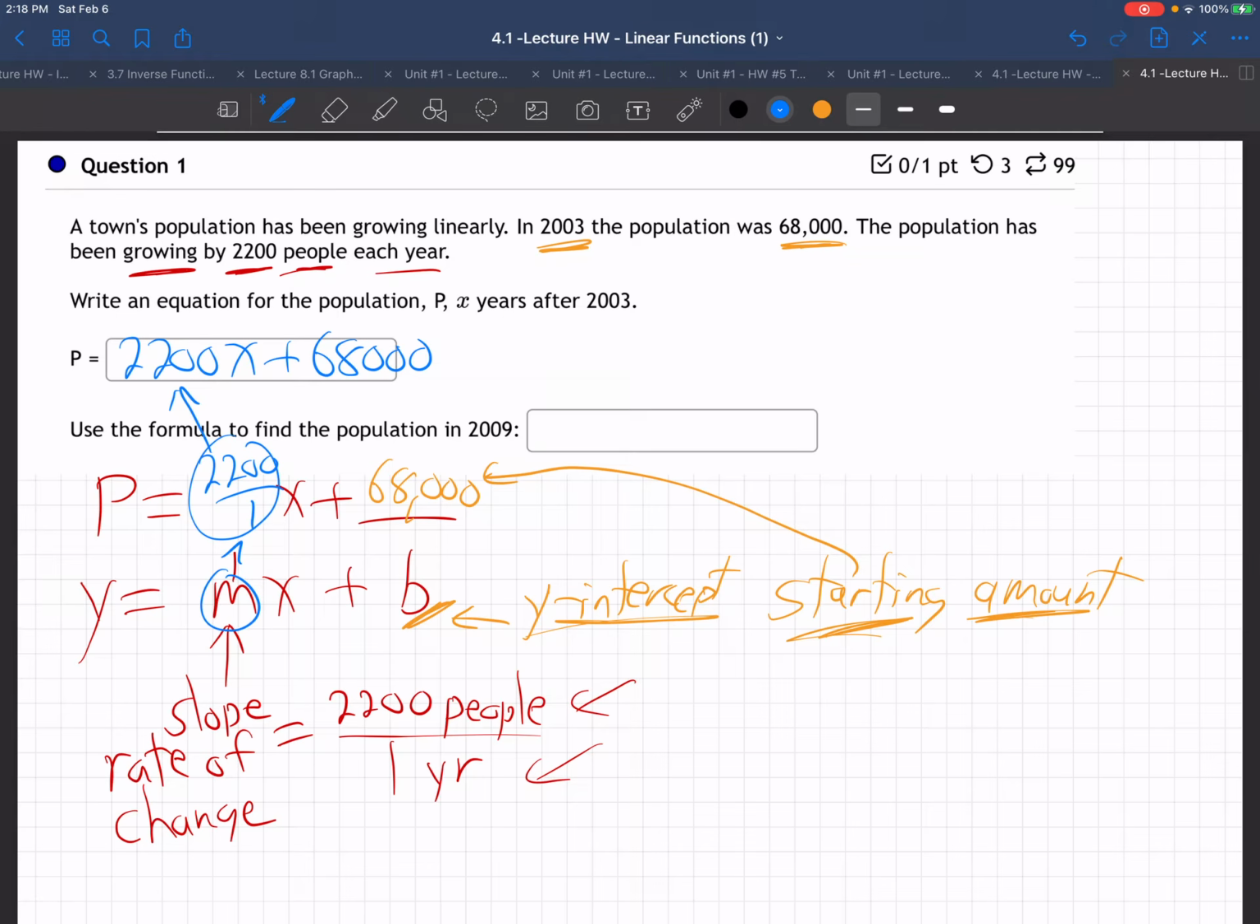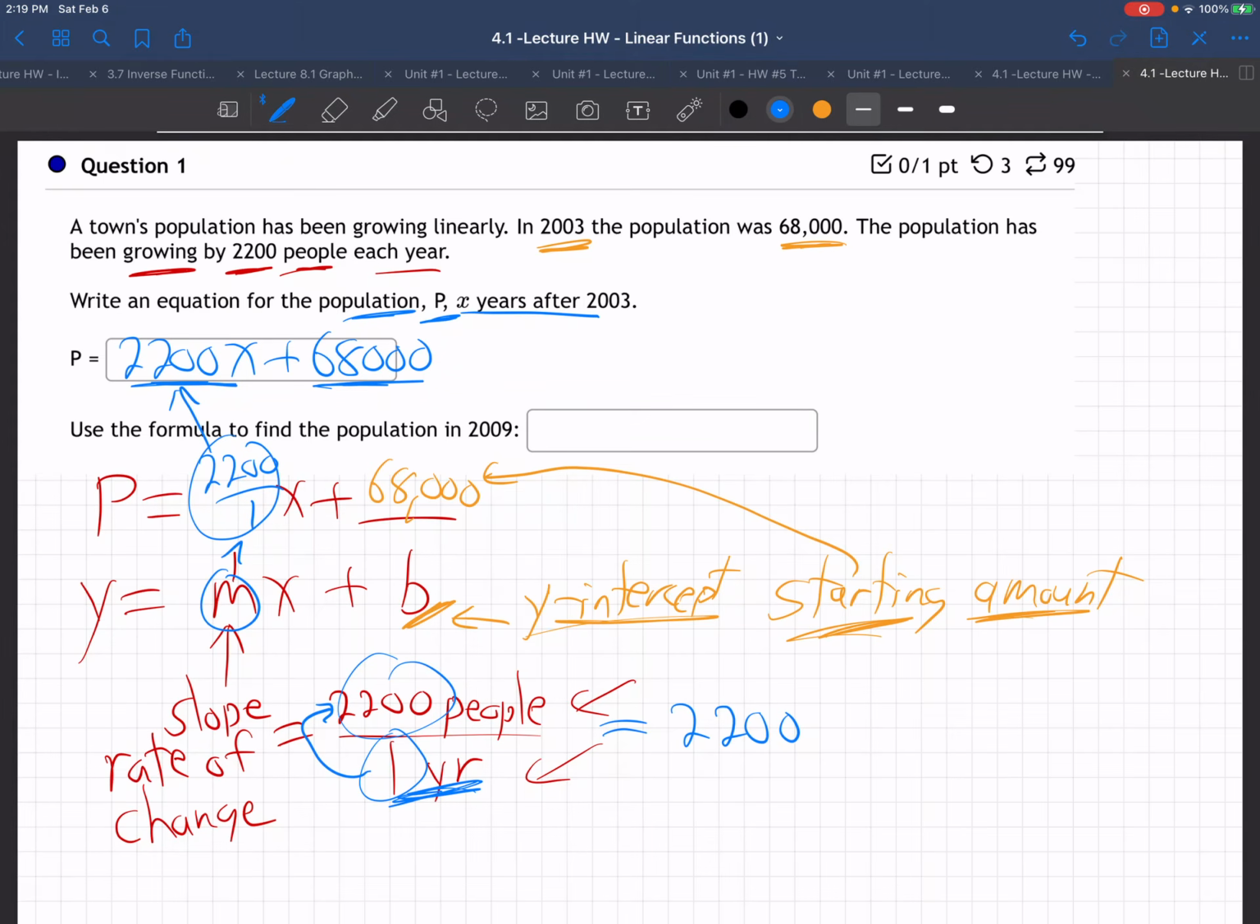We don't need the over 1, right? You think, well, why'd you show it? Well, because it's really there. It's 1 year, because it's 2,200 people per year. But if you divide 2,200 by 1, the number is just 2,200. So we don't need to show the 1. So there's the formula for the population X years after 2003.